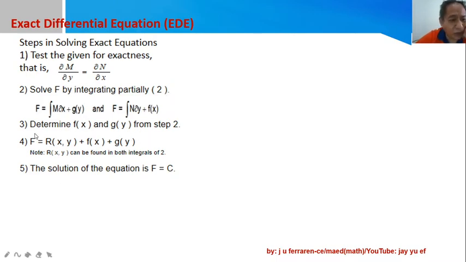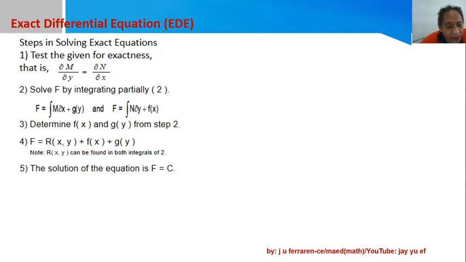Then number 4, our f. Now, f is equal to a function containing xy. This function will actually appear in both of the f expressions obtained from step 2. Then we can add the purely x function, the unknown function in x, and the unknown function in y. Then we have the solution where we collect the terms from f and equate that to c. And that is the general solution of your exact differential equation.